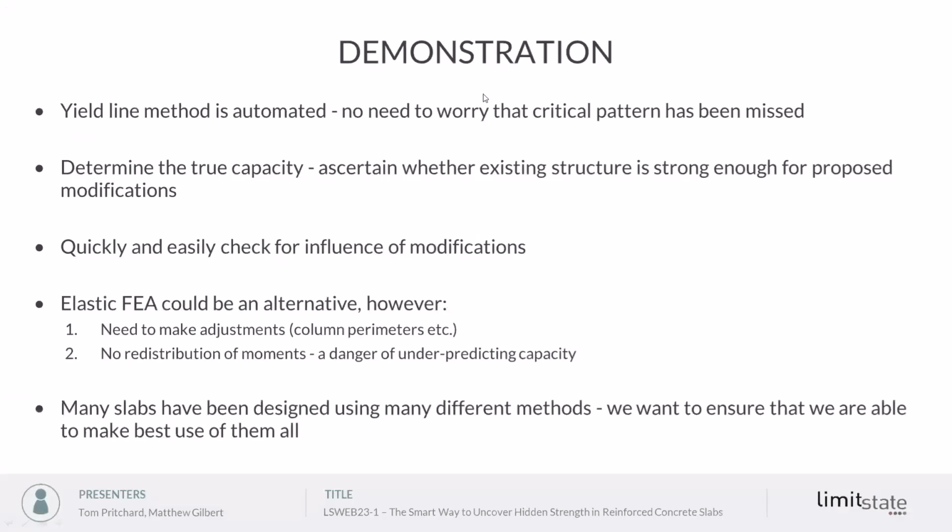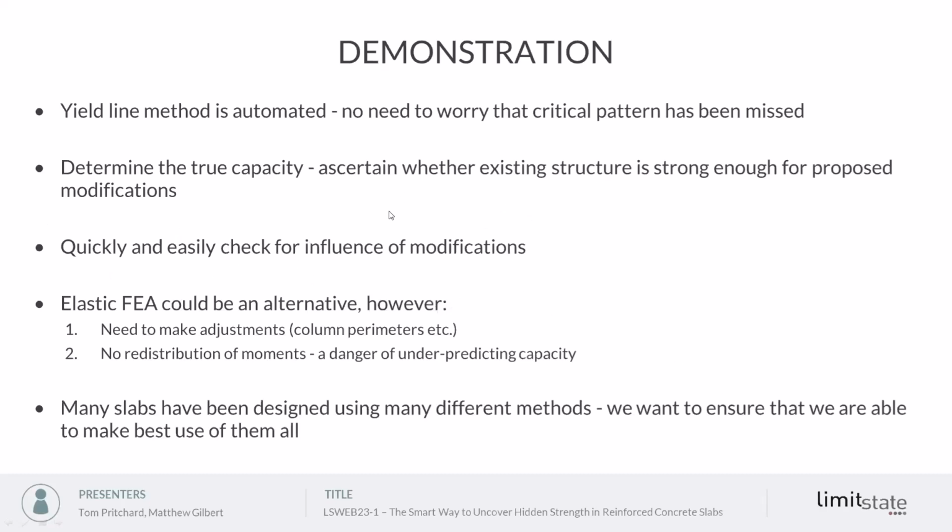Actually, from the demonstration, just a quick summary. So we're saying that the yield line method is automated, so there's no need to worry, like Matthew said, that the critical collapse pattern has been missed. The software will find that automatically for us. It determines the true capacity of the slab, so ascertains whether an existing structure is strong enough for any proposed modifications, and we'll touch on that shortly. You can quickly and easily check for the influence of those modifications.